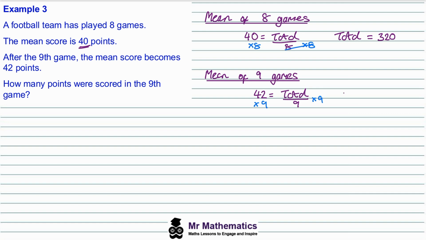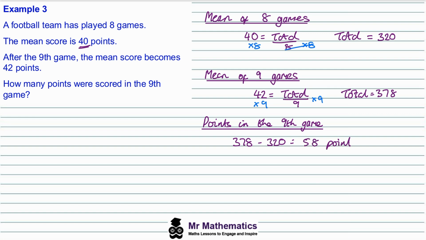So the total score of the 9 games will be 42 times 9, 378 points. So the number of points scored in the 9th game will be the difference between the total of the 9 and the total of the 8. So we'll have 378 minus 320. You can see there were 58 points scored in that 9th game.